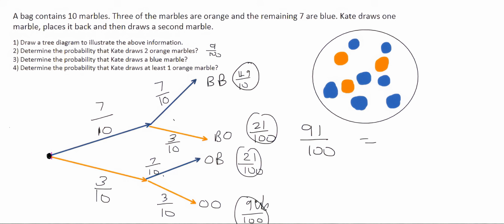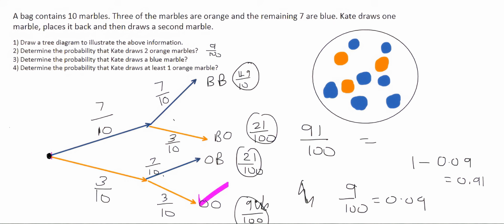So instead of adding this whole branch plus this whole branch plus this whole branch, why don't we just calculate this branch, which is 9 over 100, which equals 0.09. Now we know that all of the probability should add up to 1. So we could say 1 minus that branch, which is 0.09, and that gives us 0.91, which is the same as 91 over 100, which is what we got over here. So instead of calculating 3 different branches, we only calculated 1, and then just subtract.